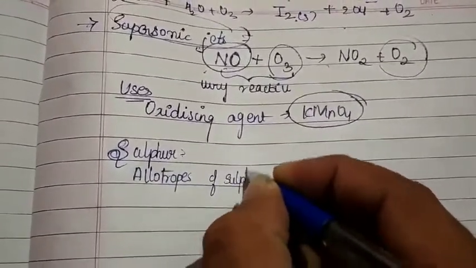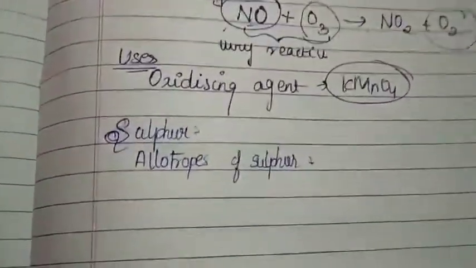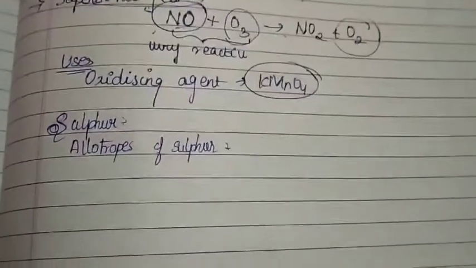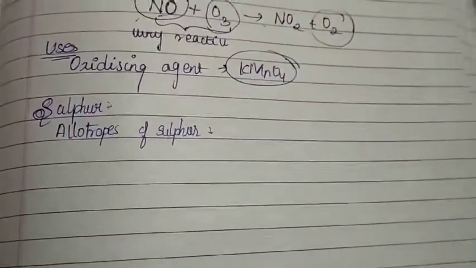Of course, many of you may be having a doubt, what do you mean by allotropes? Though I have explained in my earlier sessions, once again I will say it. So allotropes means they are the different forms of the same element.